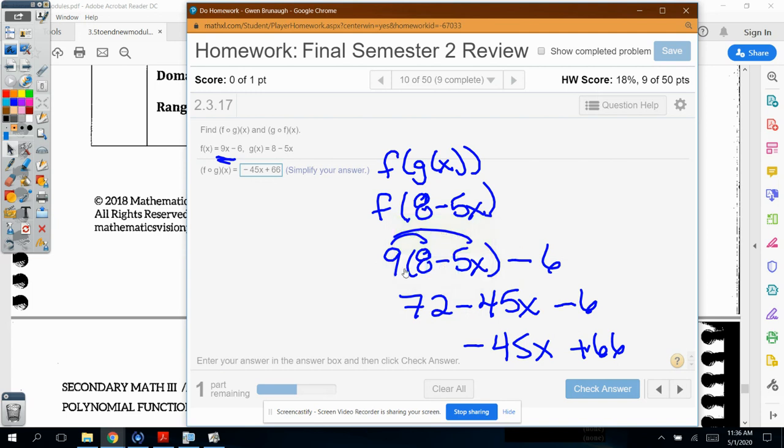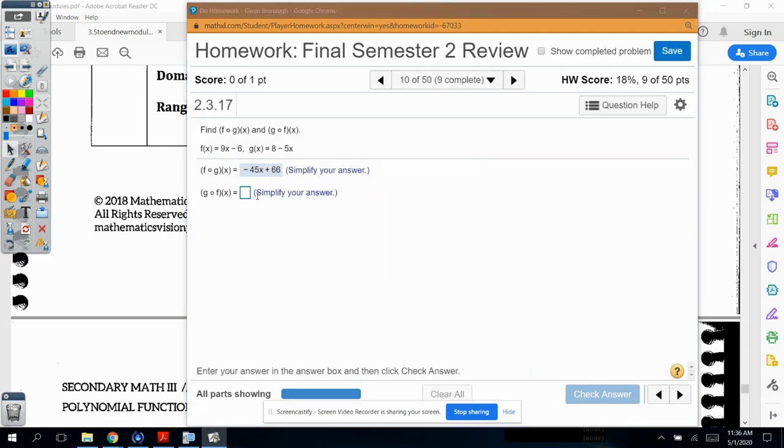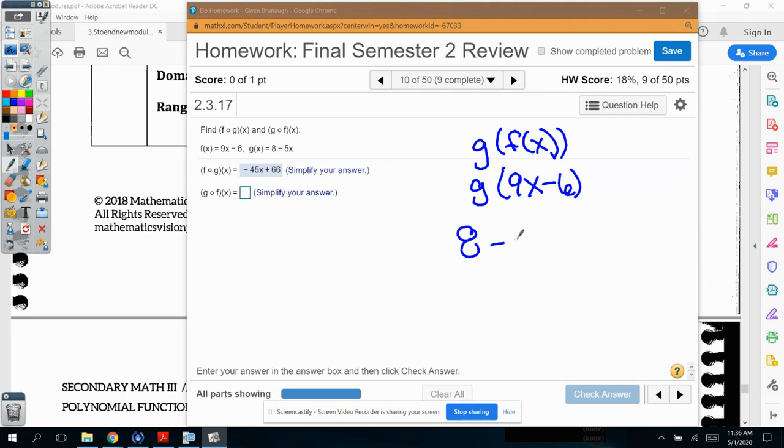Okay, they're going to ask you to do the other way. G of f of x means you take f and plug it into g. So you're going to take the 9x minus 6 and plug it into function g. So you have the 8 still minus 5. Take out the x and now put in the 9x minus 6.